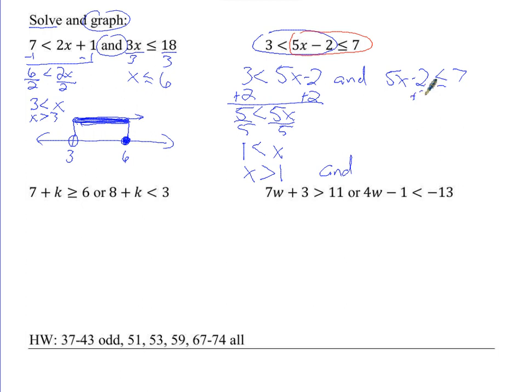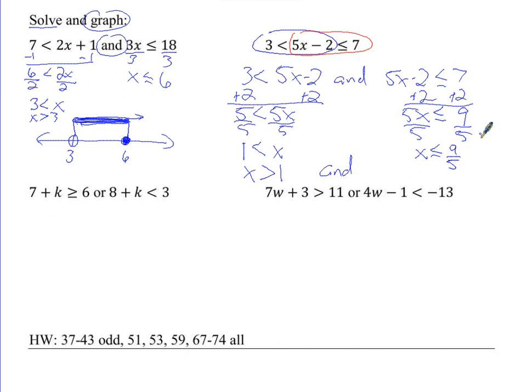And over here, add 2 to both sides. We have 5x is less than or equal to 9. Divide both sides by 5. And I get x is less than or equal to 9/5. No big deal. A fraction isn't that much of a concern.